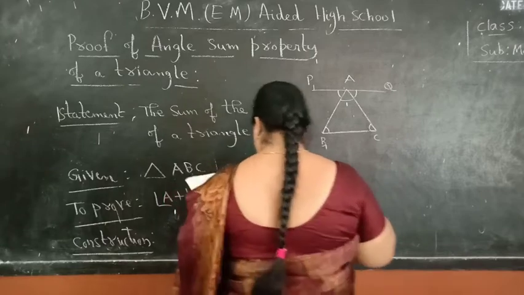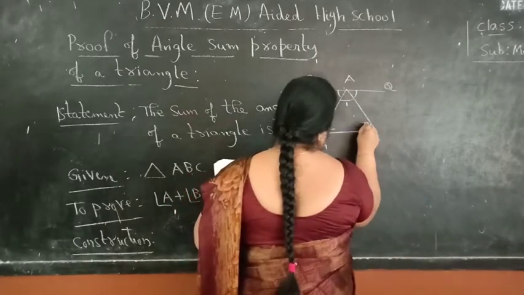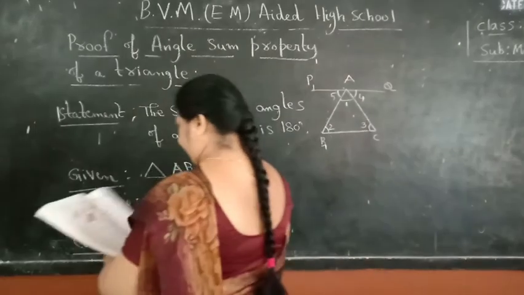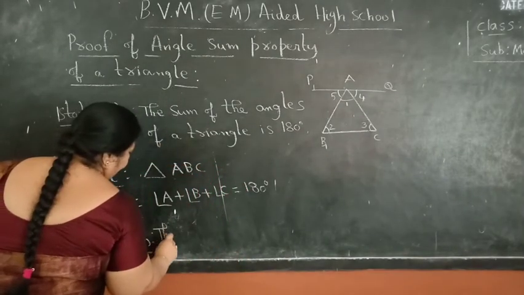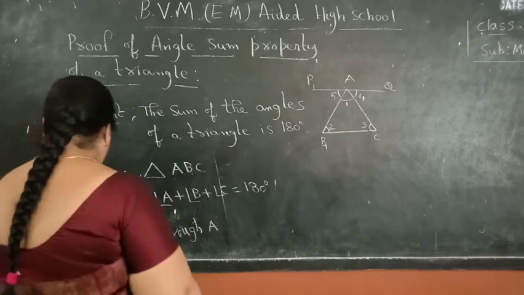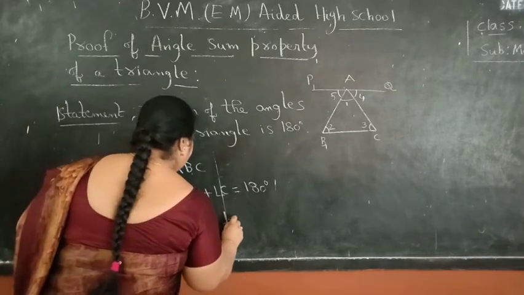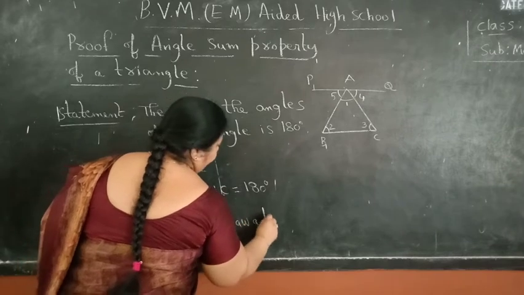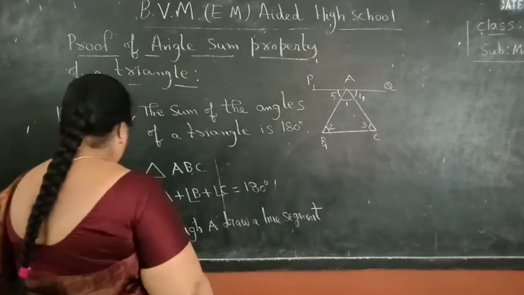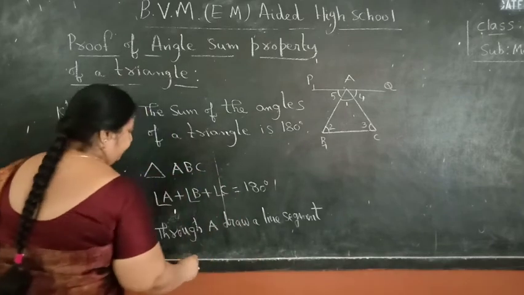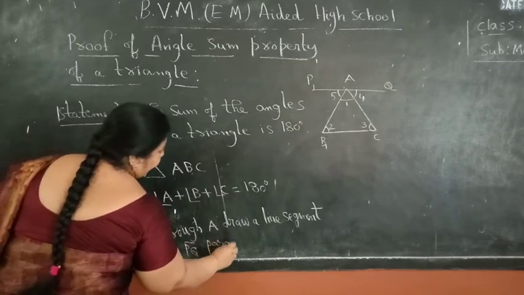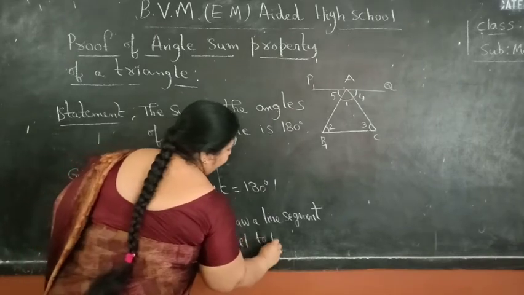First we write out: through A, draw a line segment PQ parallel to BC.